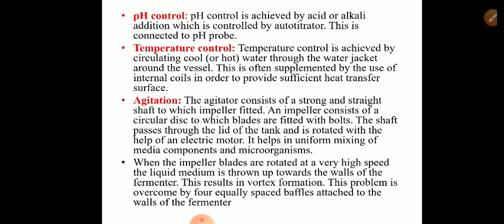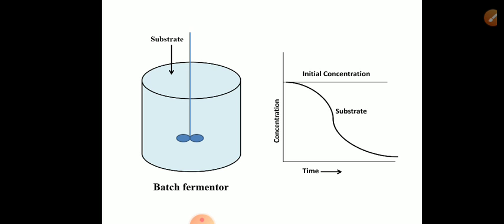The agitator helps in uniform mixing of media components, microorganisms, oxygen, etc. When the impeller blades are rotated at a very high speed, the medium is thrown upwards towards the wall of the fermenter, which results in vortex formation. To prevent vortex formation, four equally spaced baffles are attached to the walls of the fermenter.